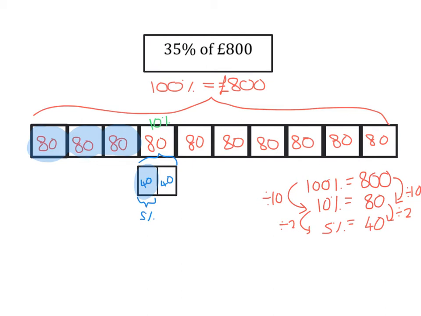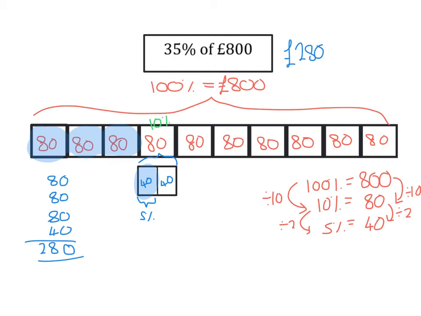I've highlighted what I want, so what now I need to do, add them all together, 80, 80, 80, and the 5% which was 40, add them all together. That's 8, 16, 24, £280.